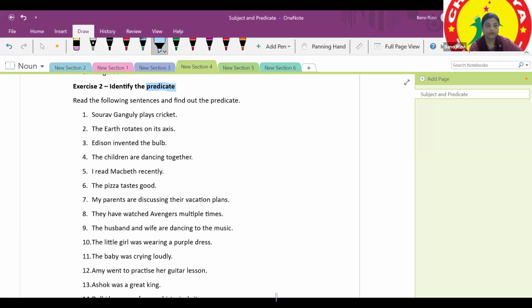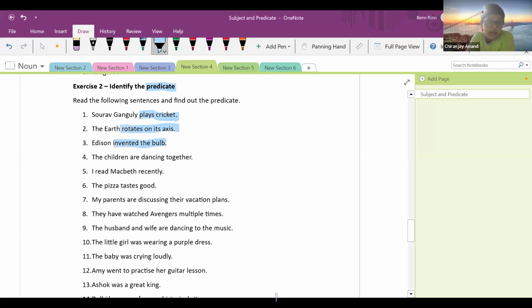Okay, the first one, Saurav Ganguly plays cricket. The earth rotates on its axis. Edison invented the bulb. They are dancing together. I read Macbeth recently. I is the subject here.